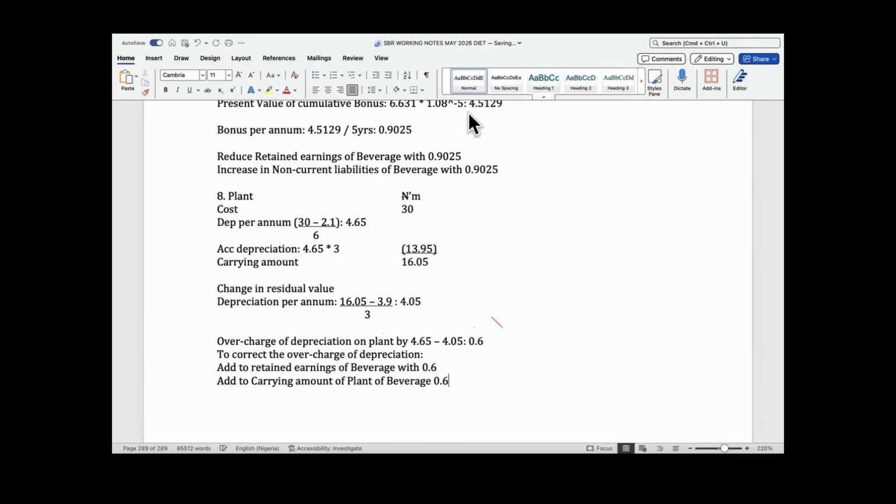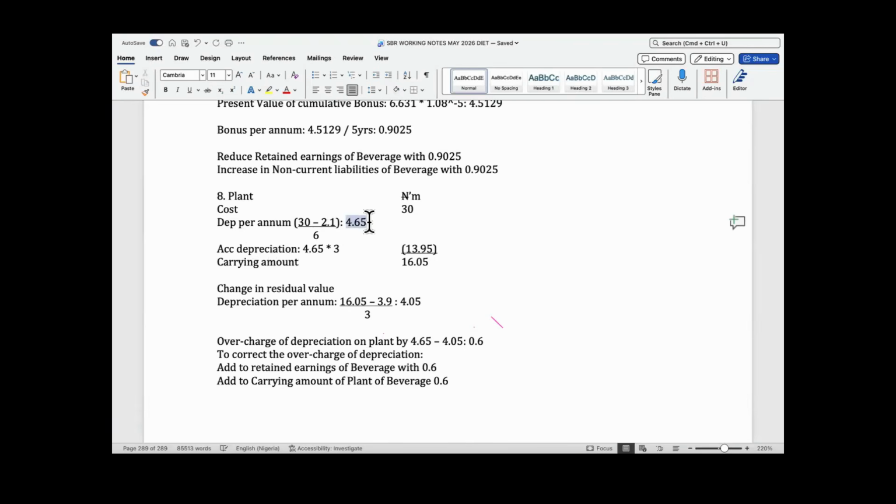Okay, Beatrice, I see your hand. Please, how do you know that they overcharged depreciation? I'm trying to figure it out.